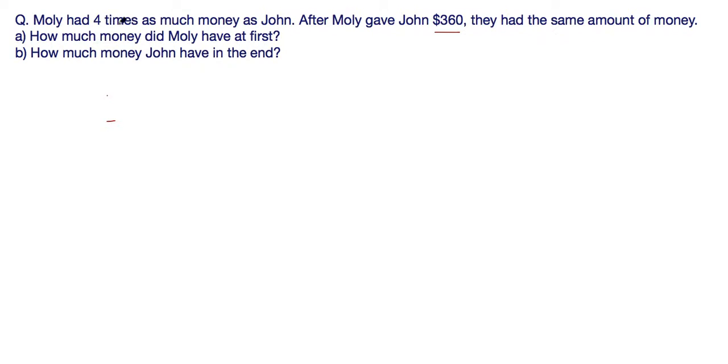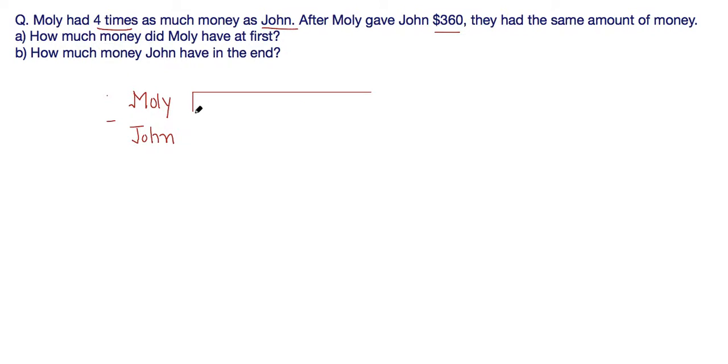First thing we have is Molly had 4 times as much money as John. Okay. So there's a girl whose name is Molly, and there's a boy whose name is John, and Molly is having 4 times as much money as John. So let's draw it in the model. Okay, so let's draw it. Let's begin.